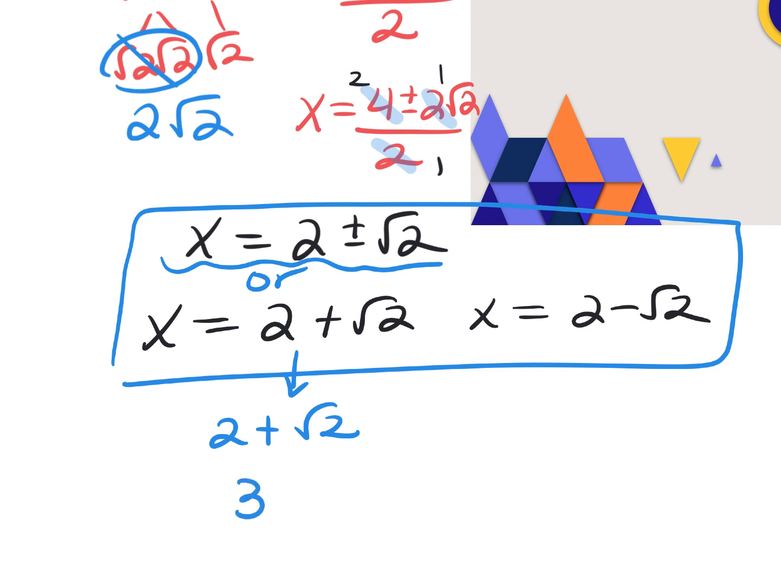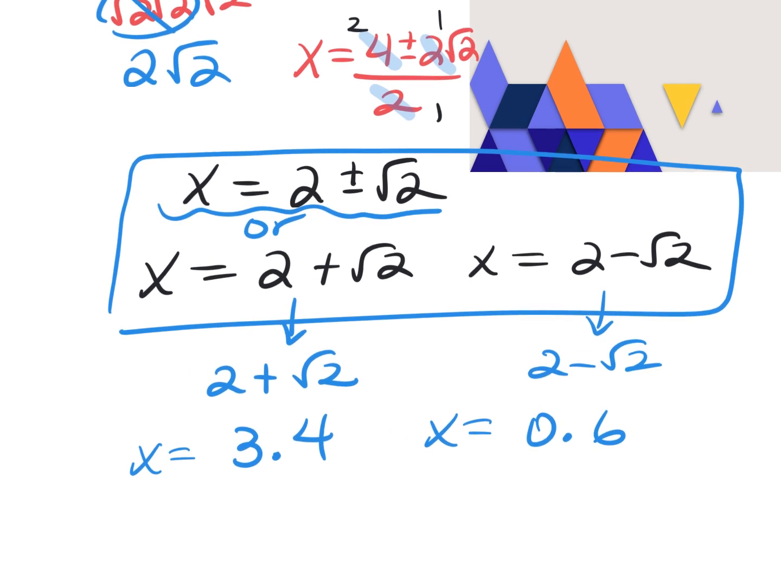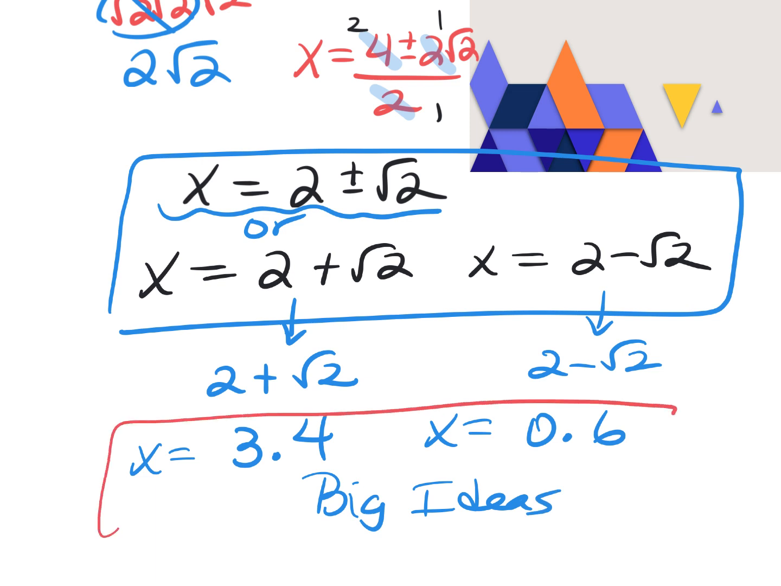And when you do that, you're going to get a crazy long decimal, but you're going to round it to the tenths place and you get 3.4. Then if you do 2 minus the square root of 2, you get 0.6. So this is how Big Ideas wants the answers tonight. Using your calculator, you're going to enter it as decimals rounded to the tenths place. However, for the quiz, we are not using a calculator, so you're going to leave it in simplest radical form.